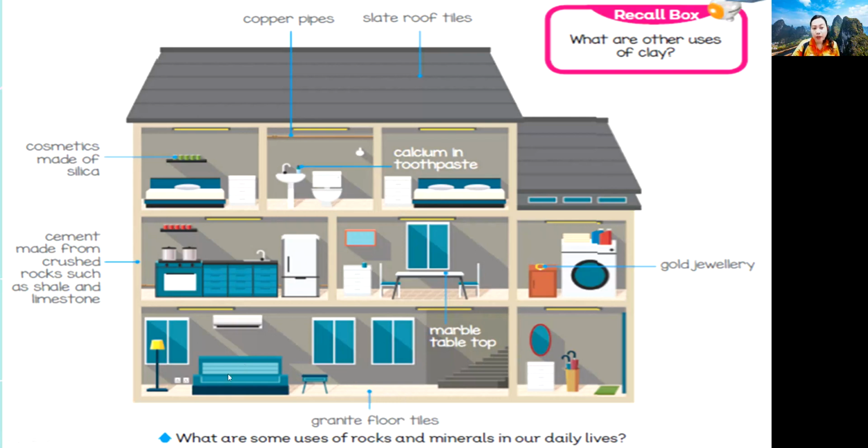And also here in our living room, this floor is made from granite floor tiles. So we can use granite for our floor tiles. So in our houses, there are different uses of rocks and minerals. We use the materials of rocks and minerals in making objects or things in our houses. There are a lot more, so let us look at other uses of rocks aside from our houses.